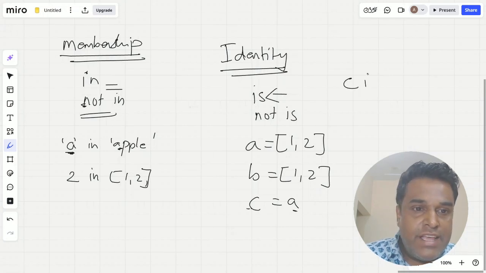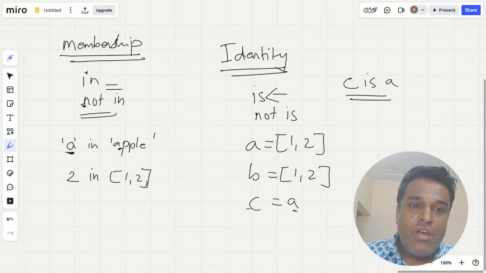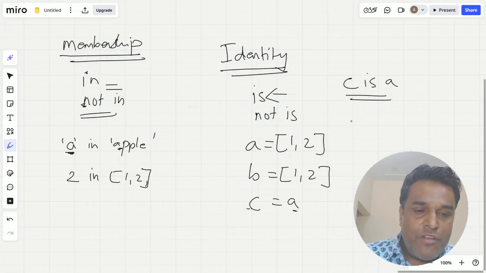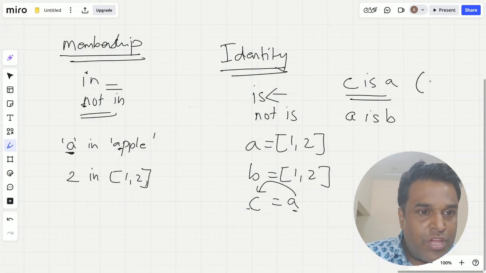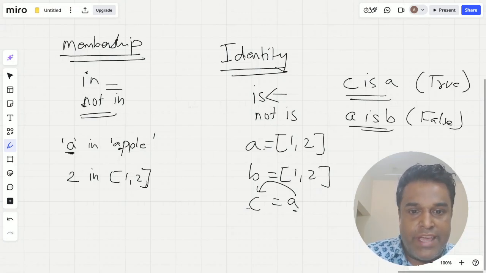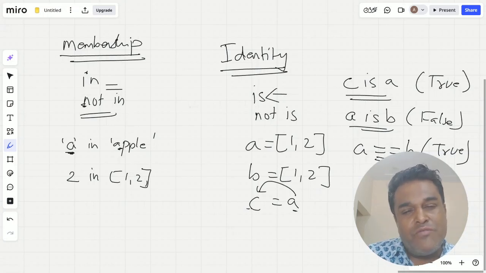So if I say C is A, this is going to give me true. It's checking the identity, whether the objects are the same or not. That is how the comparison is done. And similarly we have is not. Now I'm saying C is A, since I have assigned A to C, this is going to give me true, but A is B will give me false because they are different objects. But if I give A equal to B using the relational operator, in that case it is going to give me true.